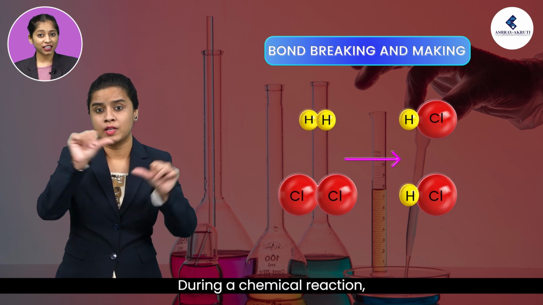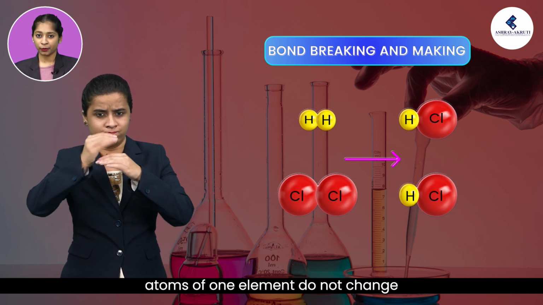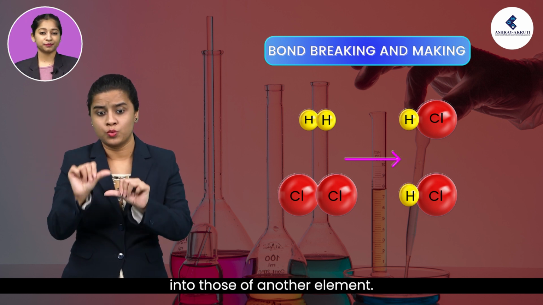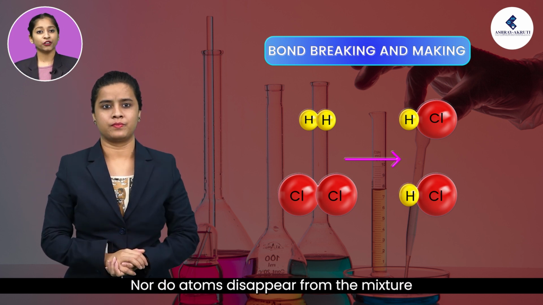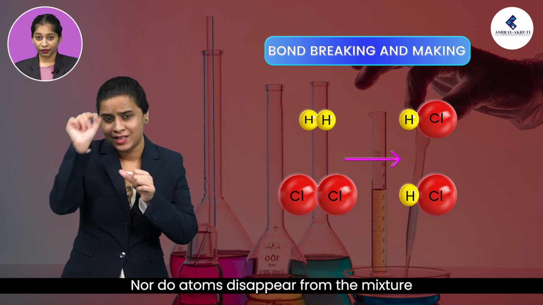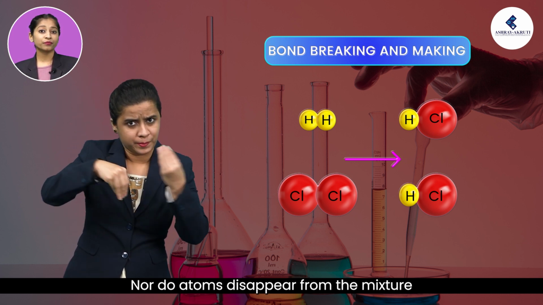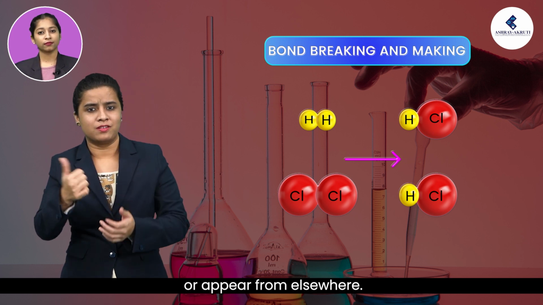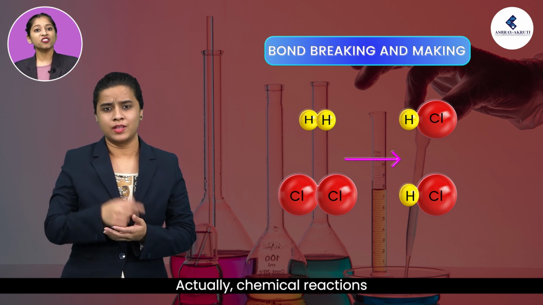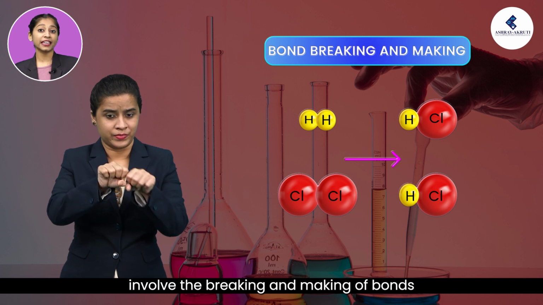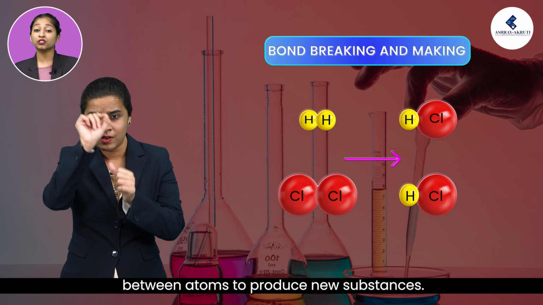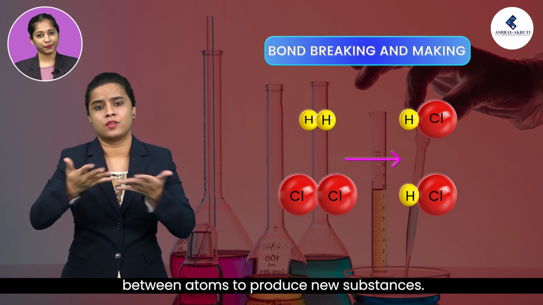During a chemical reaction, atoms of one element do not change into those of another element, nor do atoms disappear from the mixture or appear from elsewhere. Actually, chemical reactions involve the breaking and making of bonds between atoms to produce new substances.